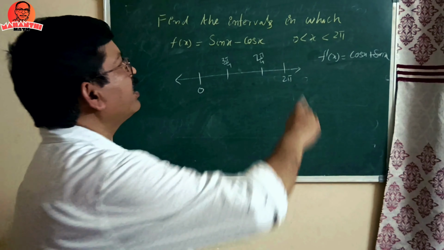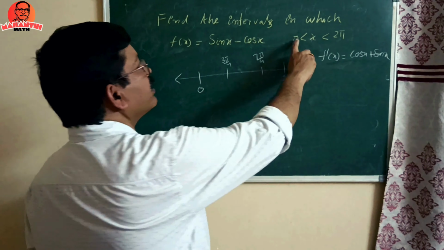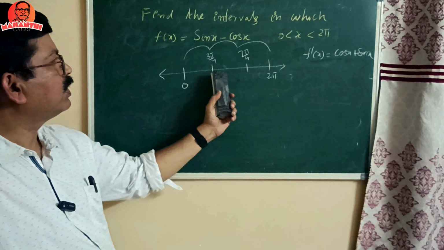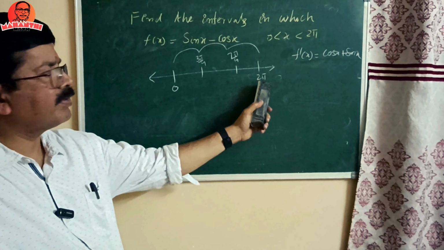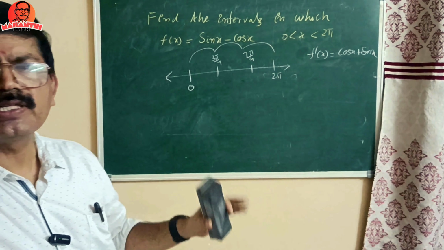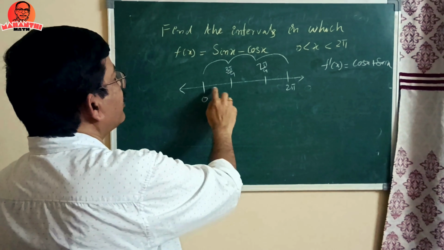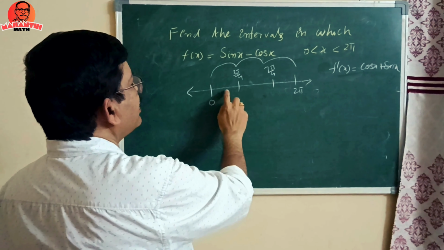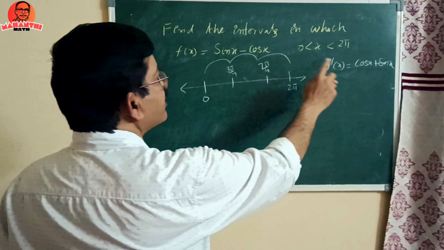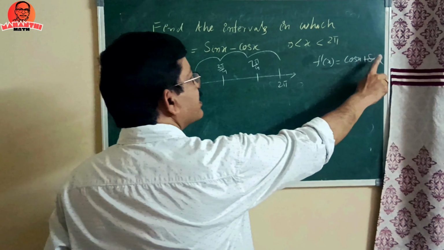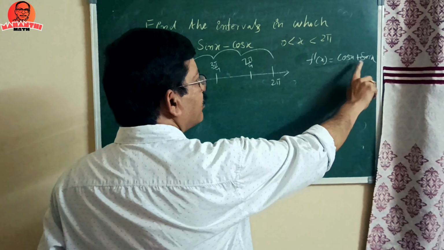Now you see the given interval 0 to 2 pi divided into 1, 2, 3 intervals. 0 to 3 pi by 4, 3 pi by 4 to 7 pi by 4, 7 pi by 4 to 2 pi. Now we will check the sign of f dash x in these intervals. One by one we will take. 0 to 135, you tell one angle, pi by 4. Pi by 4 is substituted in f dash x. Cos pi by 4 plus sin pi by 4. 1 by root 2 plus 1 by root 2.